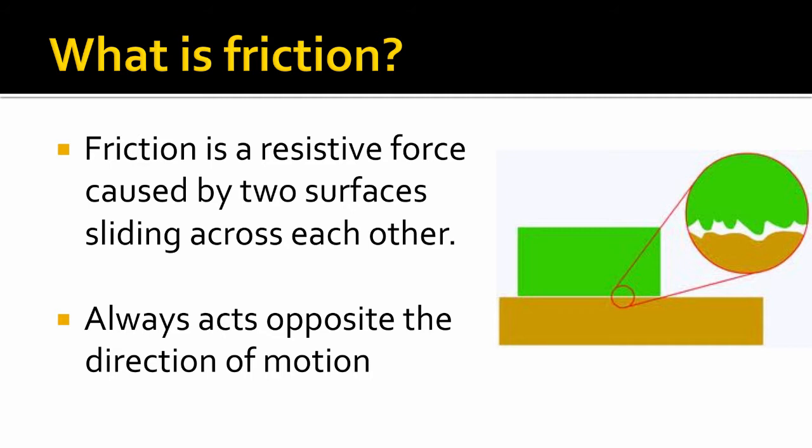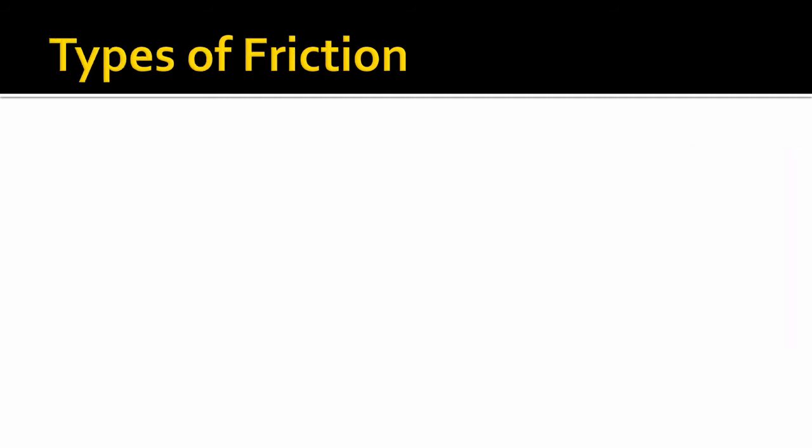And even if something is very smooth looking, like the top of a table, or the surface of a mirror, it's still going to be rough at a microscopic level. And friction always acts opposite the direction of motion. So if two objects are sliding across each other, friction is always opposite the direction of motion.